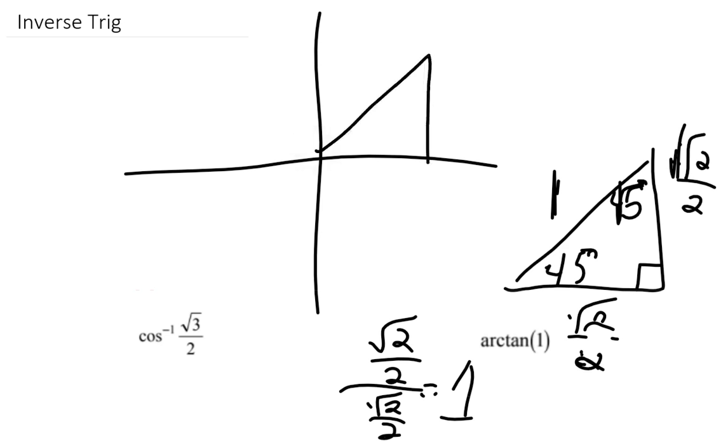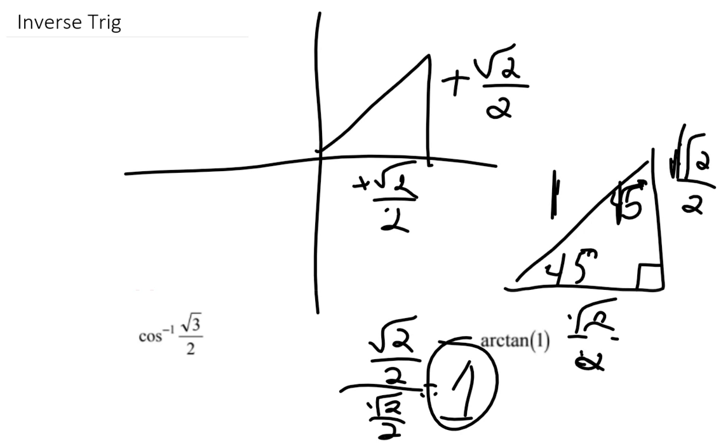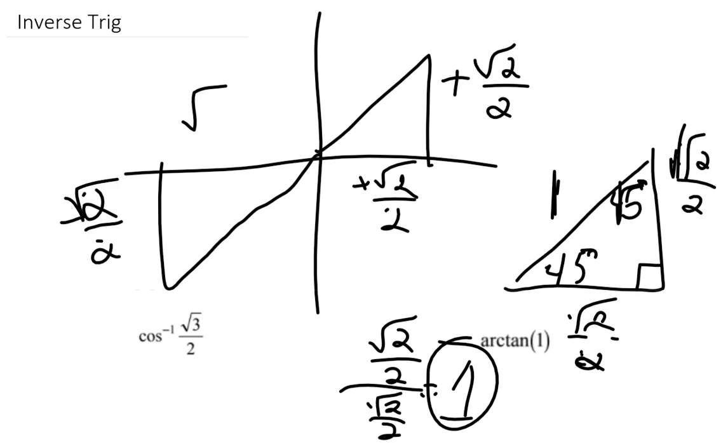So I know this 45-degree angle, where I have a positive root 2 over 2 and a positive root 2 over 2, is going to give me that positive 1. The only other place where I will have a positive 1 would be over here, because I'll have negative root 2 over 2 over negative root 2 over 2. Those negatives are going to cancel, and that'll give me my other value of 1. So inverse trig is we're trying to find the angle that has whatever relationship we see below.